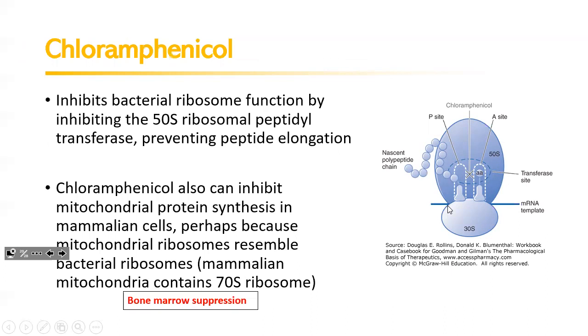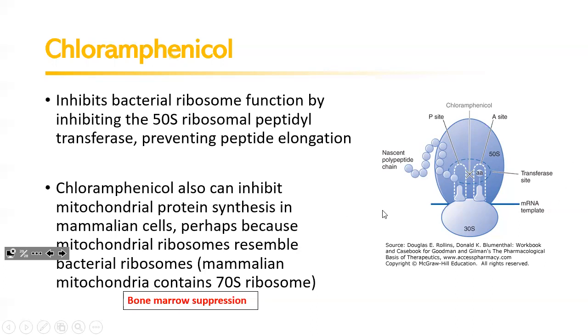Okay, so it inhibits the bacterial ribosome by inhibiting the 50S ribosomal peptidyl transferase and prevents the peptide elongation. So this is similar to which agents? Macrolides and clindamycin. We just discussed that a while ago. So it's also the same. All of these agents actually inhibit the process of the elongation of the proteins.